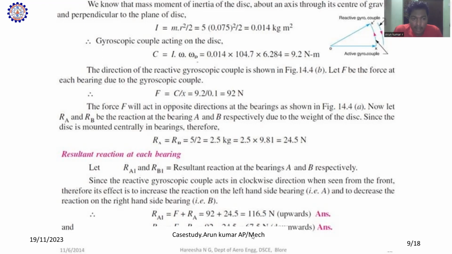Now let RA and RB be the reactions at bearings A and B respectively due to the weight of the disk. Since the disk is mounted centrally on the bearing, RA and RB are each equal to half the weight, so the mass is equally divided. The mass for RA and RB is 2.5 kg each. We convert into Newton by multiplying by 9.81, and that value is 24.5 Newton.